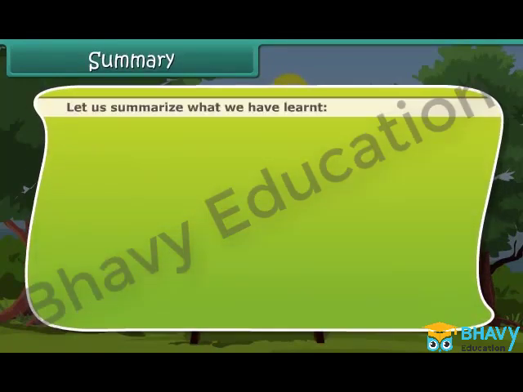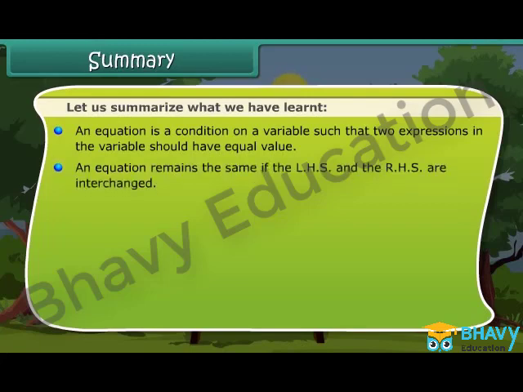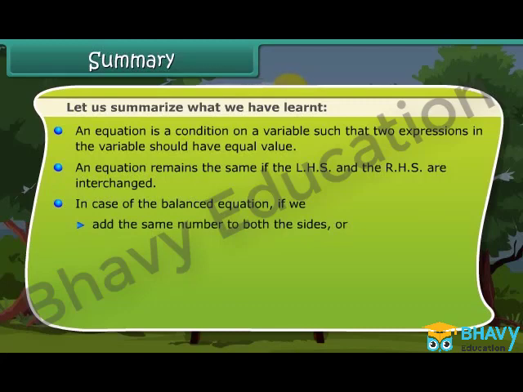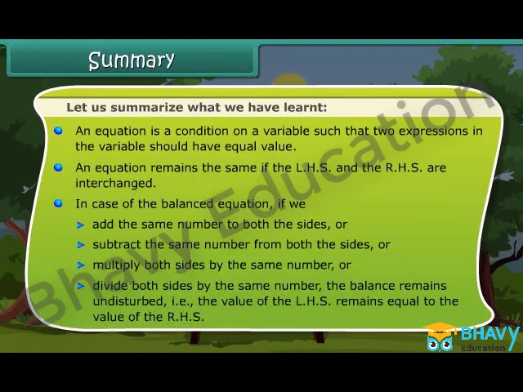Let us summarize what we have learned. An equation is a condition on a variable such that two expressions in the variable should have equal value. An equation remains the same if the LHS and the RHS are interchanged. In case of the balanced equation, if we add the same number to both the sides, or subtract the same number from both the sides, or multiply both sides by the same number, or divide both sides by the same number, the balance remains undisturbed. That is, the value of the LHS remains equal to the value of the RHS.